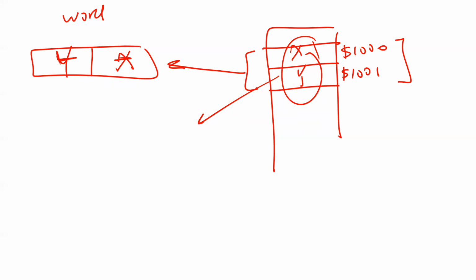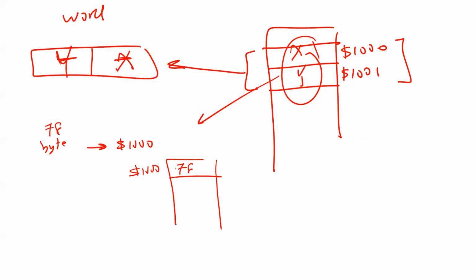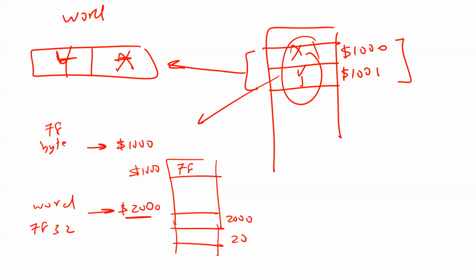Okay. So that's what I'm going to do later in this course. Listen, I can say, for example, I have a byte. I want to store it in location number 1000. So in location 1000, for this byte, for example 7F, I'm going to store 7F. But if I have a word 7F32, and I want to store it in location 2000, for example, automatically it's going to go in 2000 and the next one, 2001.